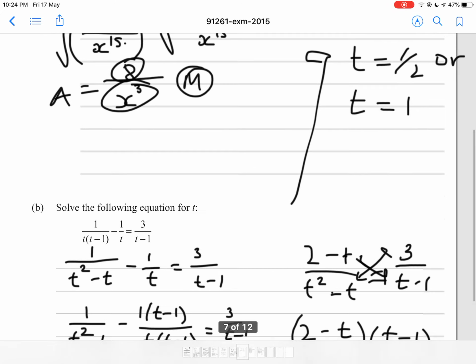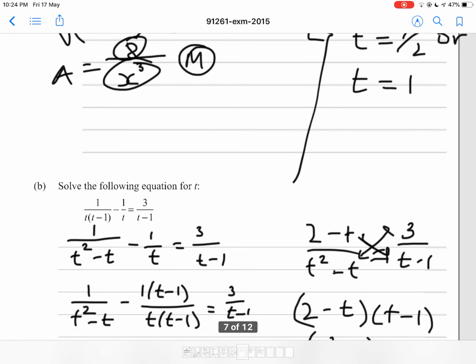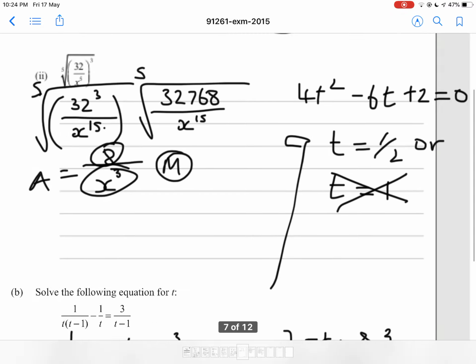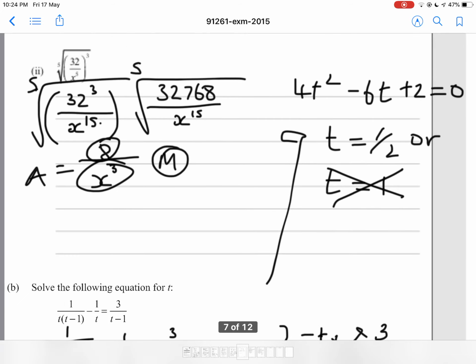You're actually not done. For example, you have to substitute t for 1 and 0.5. If you substitute t equals 1 into the original formula, it'll be 1 multiplied by 1 minus 1. So 1 multiplied by 0 is 0. And what is 1 divided by 0? You actually can't have 1 divided by 0. That's impossible. So t equals 1 is actually impossible, and you can only have t equals 0.5. That's the only solution.